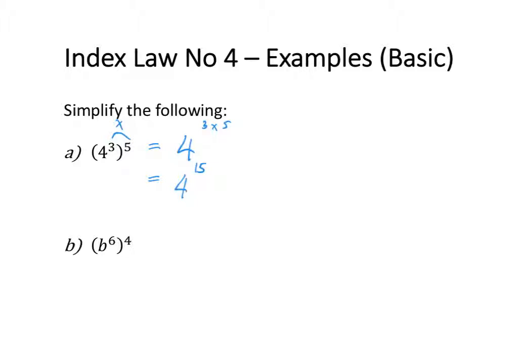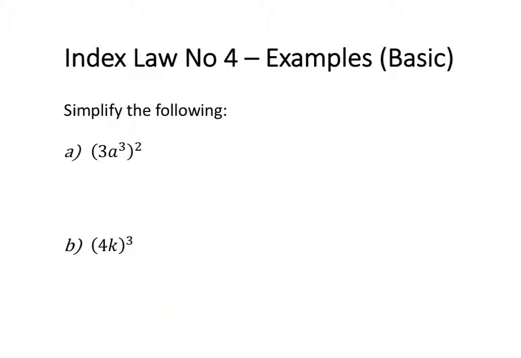In my second example, I want to simplify b to the power of 6 raised to the power of 4. So again, using the fourth index law, I can multiply the power inside the bracket with the power outside the bracket. Equal to b to the power of 6 times 4, which is equal to b to the power of 24.